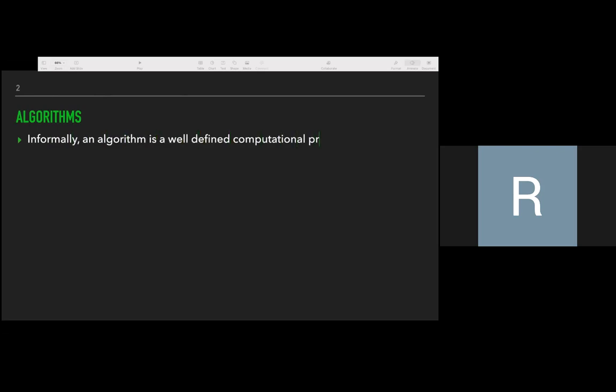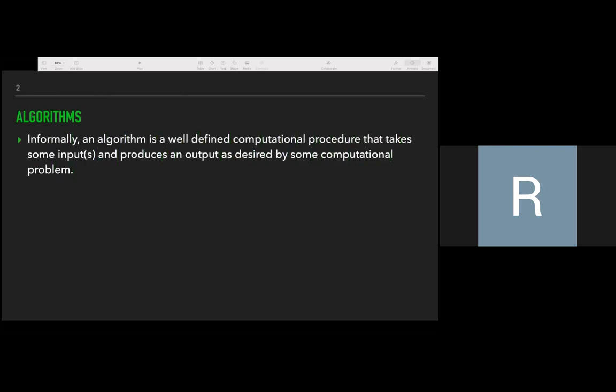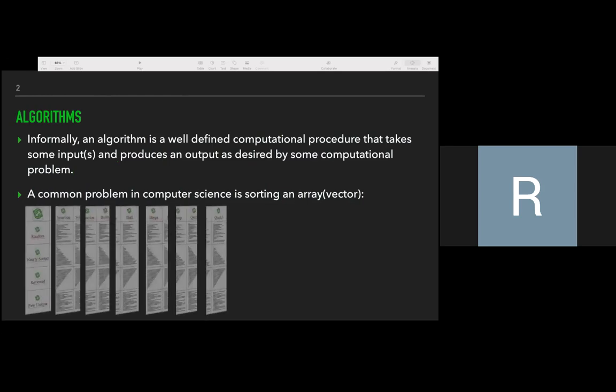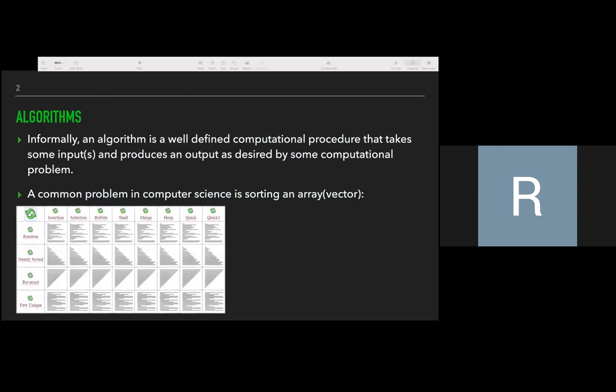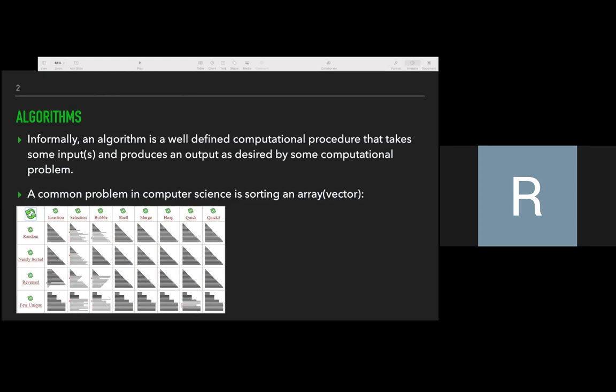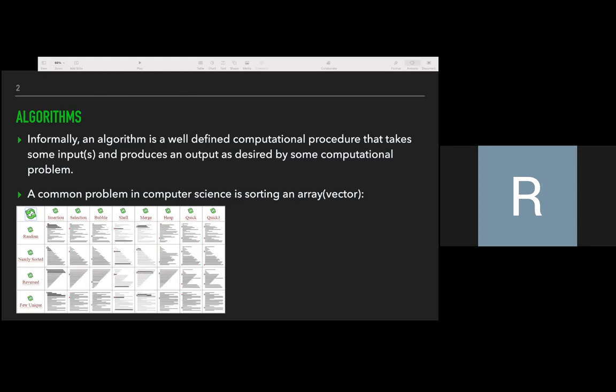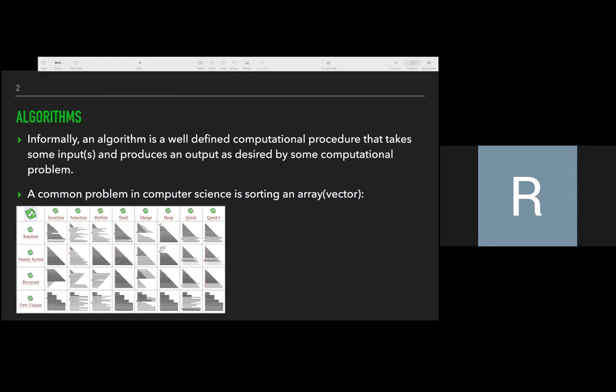I'm going to give a quick overview of what an algorithm is, though we won't go into too much detail because this is more computer science. Informally, an algorithm is a computational procedure that has some inputs and produces an output as desired by a computational problem. A common example is sorting an array or a vector. Here are several different algorithms with different input types: if the vector is already sorted, nearly sorted, randomized, or reversed, and they perform differently based on the inputs.